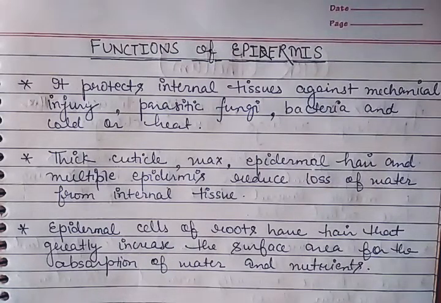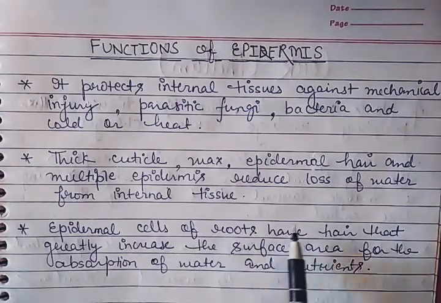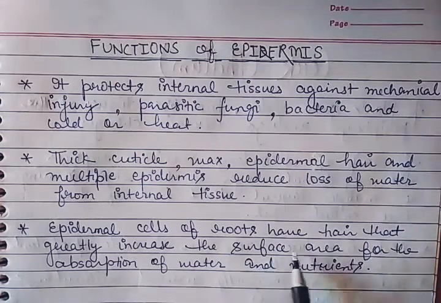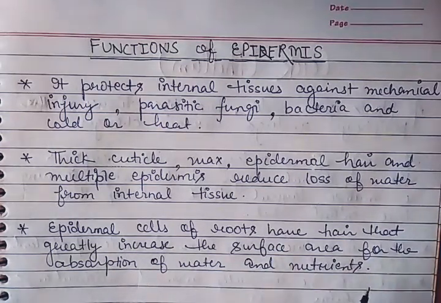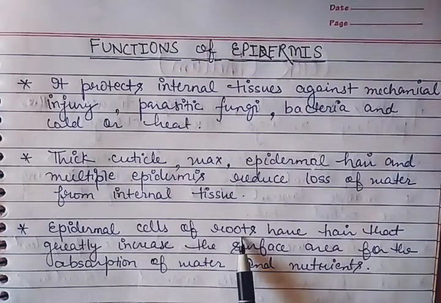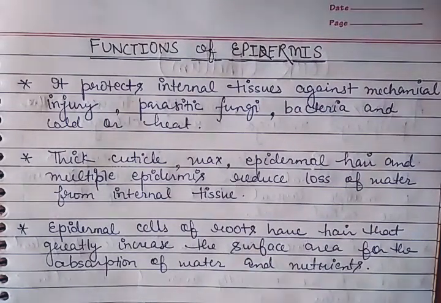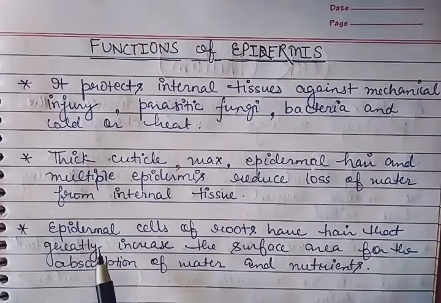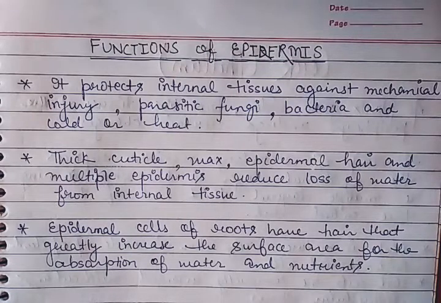Now, epidermal cells of roots have hair that greatly increase the surface area for the absorption of water and nutrients. As you know, the roots have the function to absorb the water and minerals from the soil. So the layer of the epidermis has root hair, and that root hair increases the surface area greatly, so that the absorption of water and nutrients will be increased. So these are the major functions of the epidermis in plant's body.